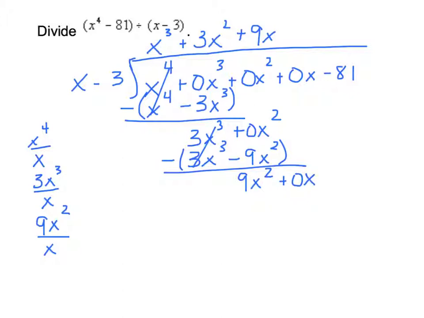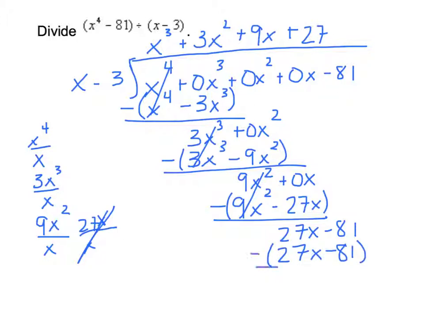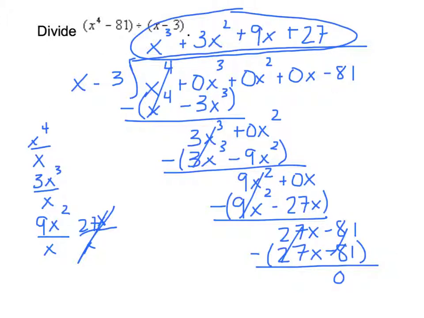Multiply the 9x through the divisor. 9x squared minus 27x. Parentheses, subtract, cancels. Minus 27, positive 27. Bring down my minus 81. x into 27x, so 27x divided by x, the x's are going to cancel there, so positive 27. 27 times x, 27x. 27 times minus 3, minus 81. Oh, how convenient. So this one cancels out nicely, no remainder. And you end up with x cubed plus 3x squared plus 9x plus 27.